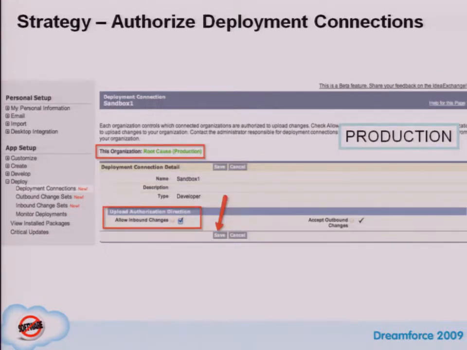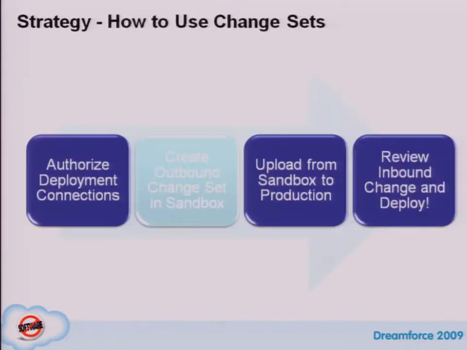So this is just the next level of detail here. You're just going to make sure you've got that allow inbound changes checked in your production environment, and then save it. So next step, let's create that outbound change set in the sandbox. These are all the changes that I want to bundle up and push live.